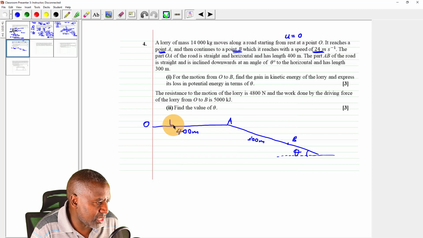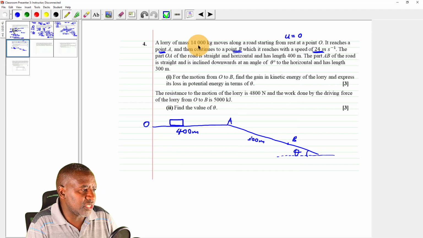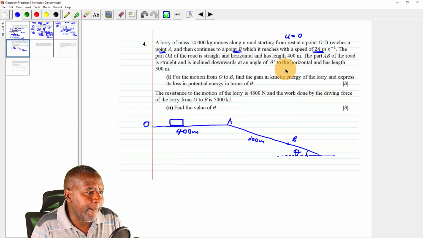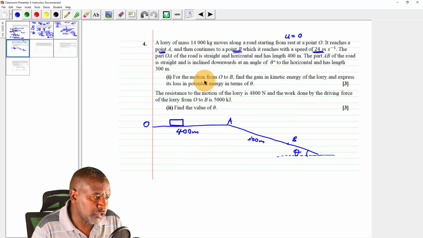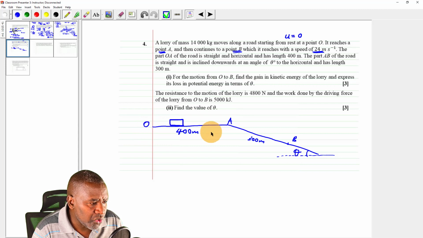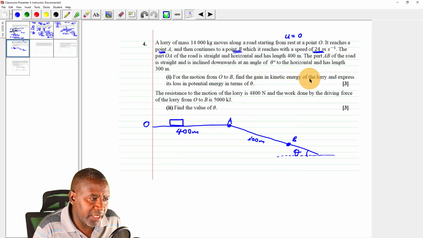And of course, our lorry is here. It's got a mass of 14 tons. What other information is given? For the motion from O to B, find the gain in kinetic energy of the lorry. So the u here was 0.